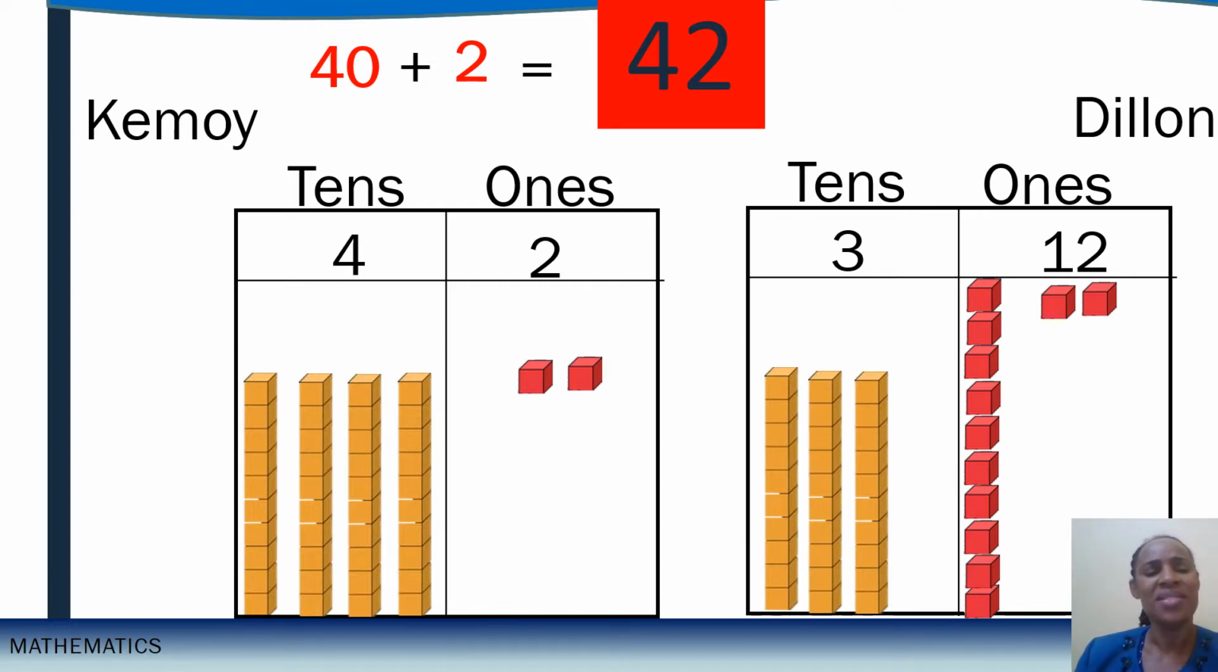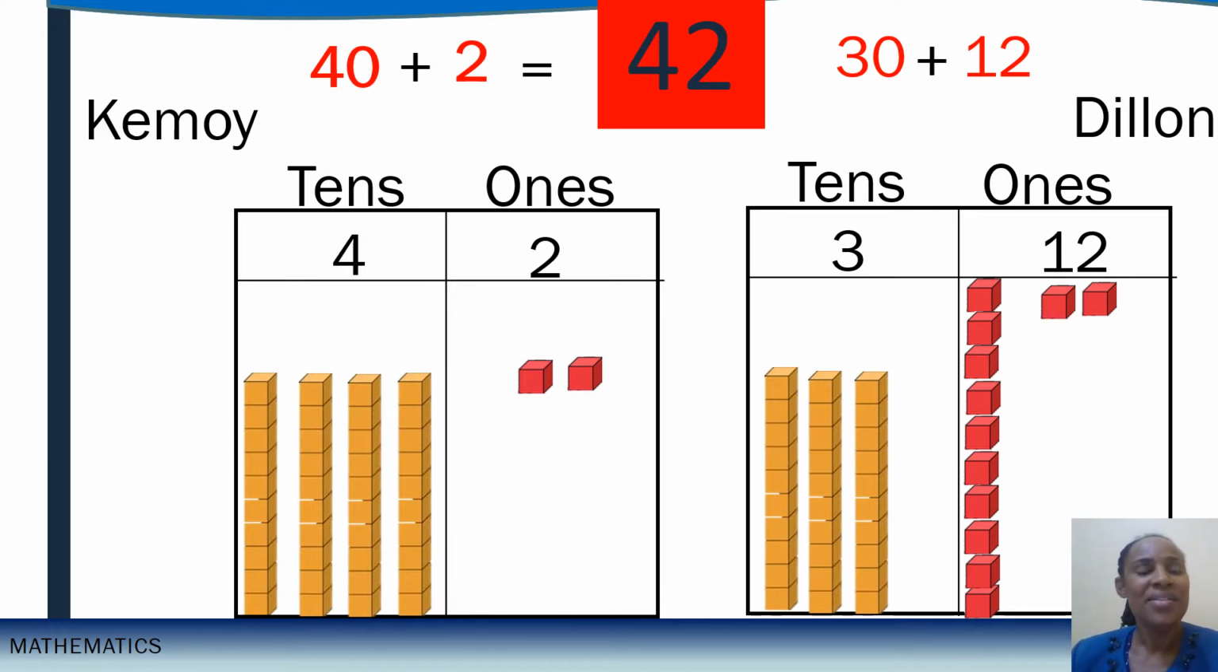Now, what do you think about Dylan's representation? All right, let's talk about Dylan's representation. Now, 3 longs are equal to 3 tens, and 3 tens are equal to 30. Now, let's look at the 12 units. 12 units, as Dylan showed you, are equal to 12 ones. And let's now add those 12 ones to the 30 and see what we get.